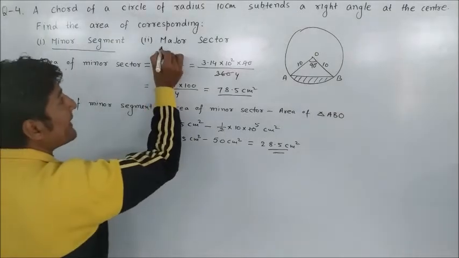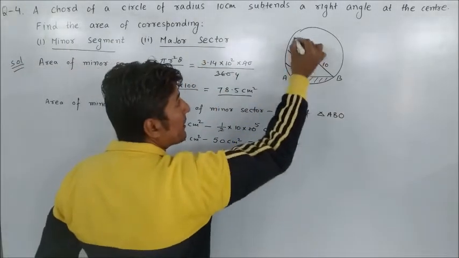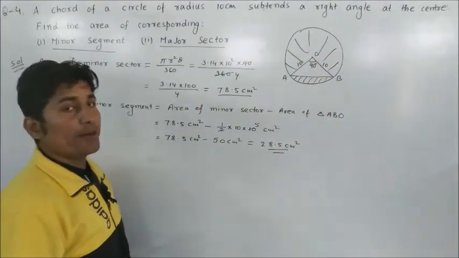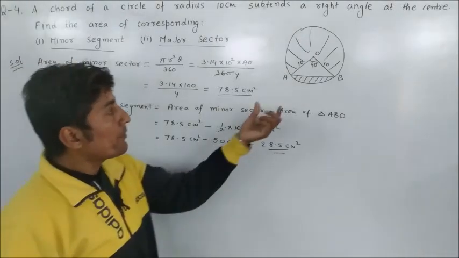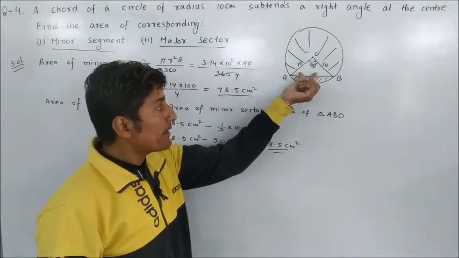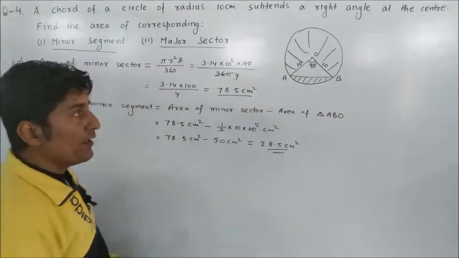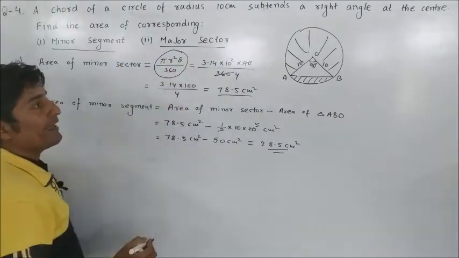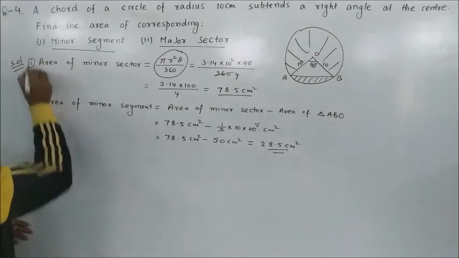Now we have to find the area of major sector. This is the major sector. How to find the area of major sector? We are having two different methods to find the area of the major sector. We can subtract the area of minor sector from the area of circle to get the area of major sector, or directly we can use this formula to find the area of major sector. So here we can write the solution of second question.